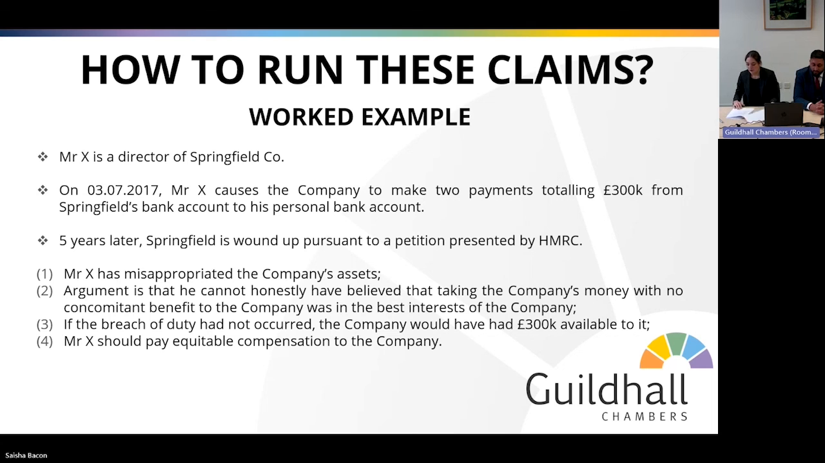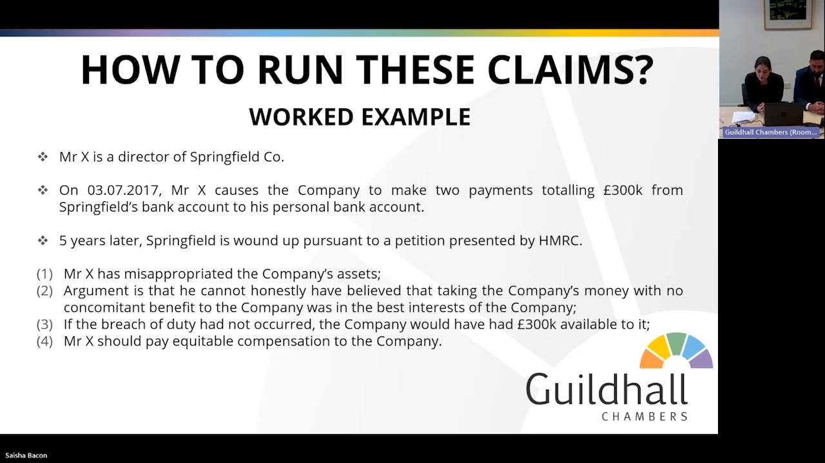So we look at the first step. What is the act or omission? Well, the act is Mr. X paying himself personally £300,000. Why is this wrong? Well, it doesn't appear that that payment from the company to Mr. X benefited the company at all. It cannot be said that it's in the best interest of the company, nor that it will promote the success of the company. Taking 300k is simply Mr. X misappropriating Springfield's assets. So that's the first point. He's misappropriated the company's assets.